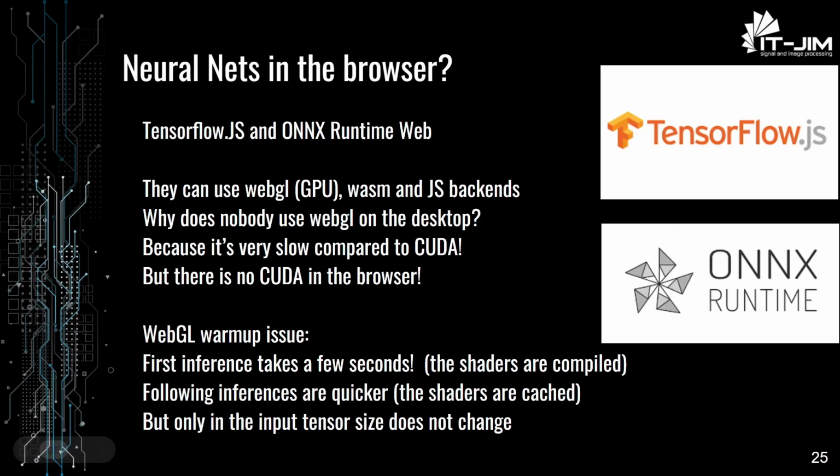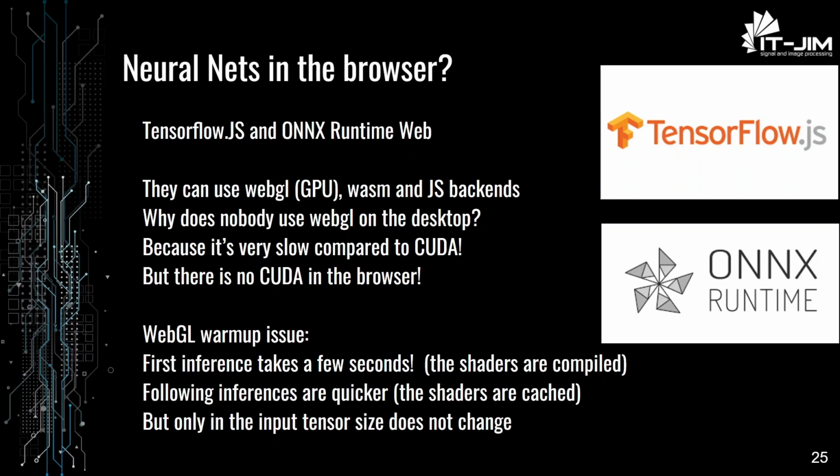Now we're finished with Emscripten. The next topic is neural nets in the browser. There are basically two frameworks which people use. Other frameworks are exotic or deprecated. One is called TensorFlow JS from Google, and the other is called ONNX Runtime Web from Microsoft.